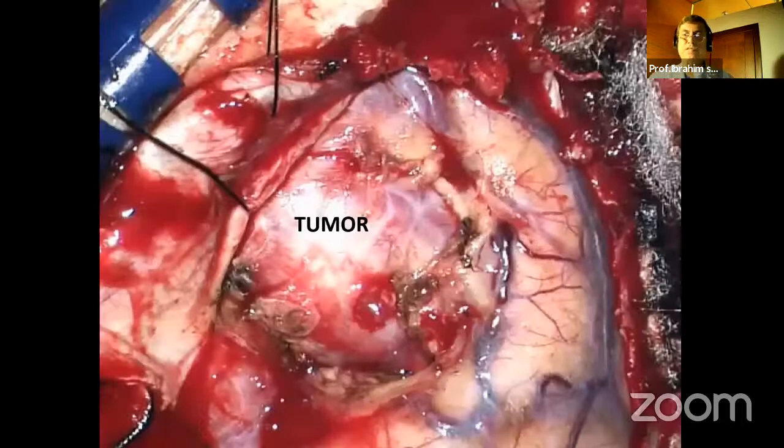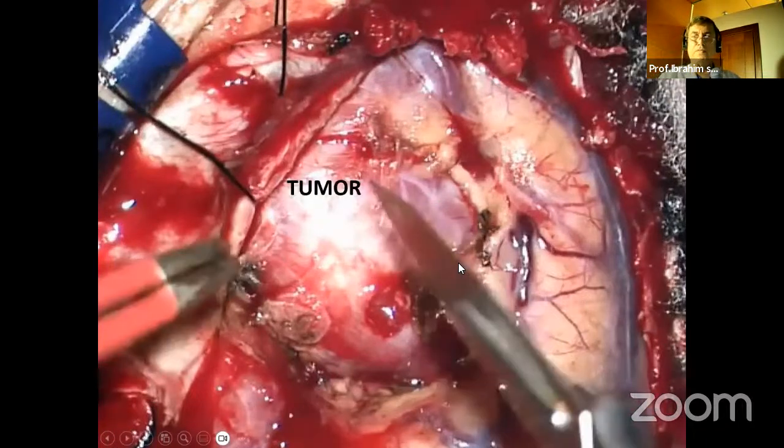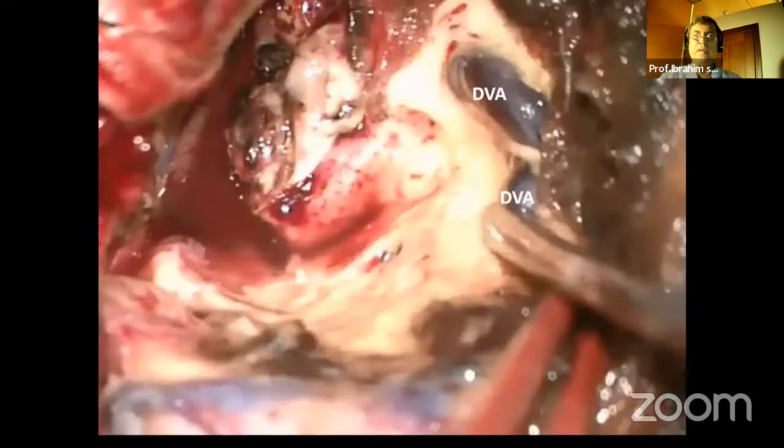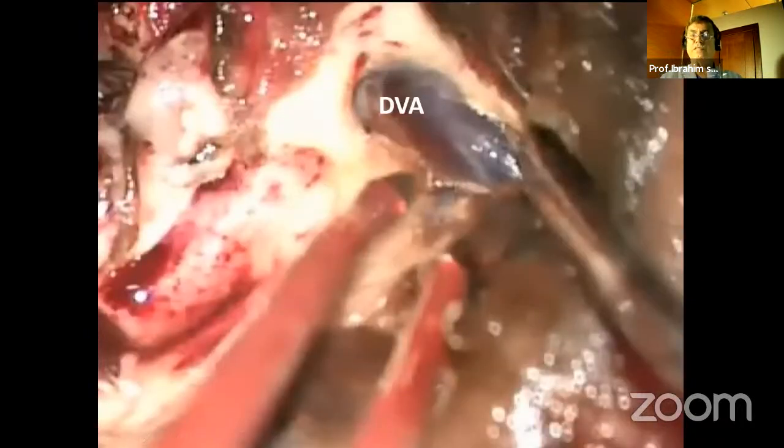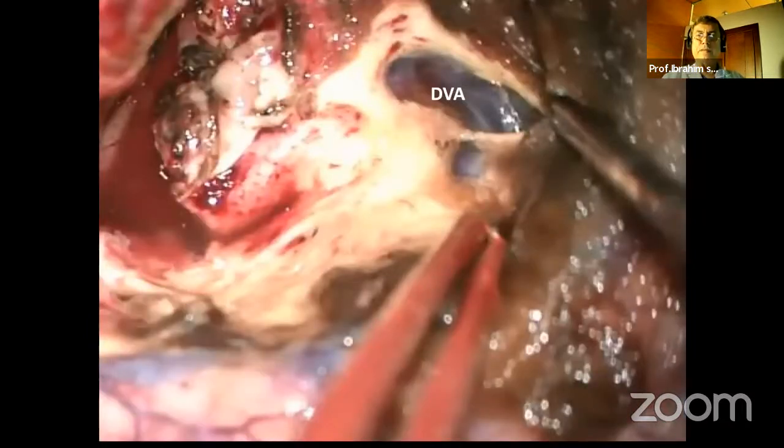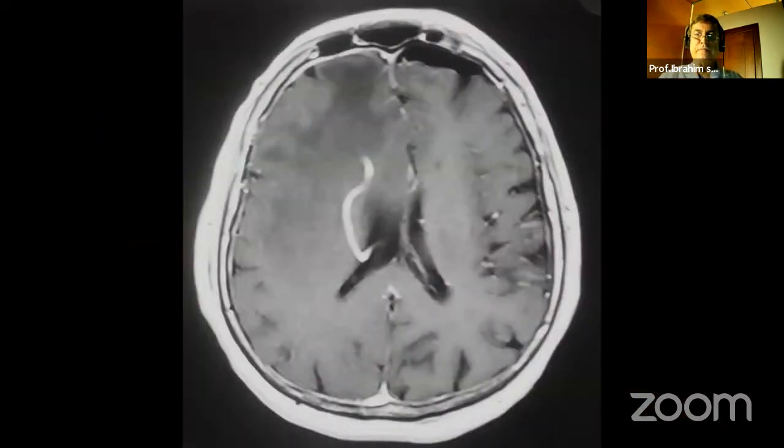So these are still pictures of the tumor. This is the midline, this is the superior sagittal sinus here. And this is the tumor in the frontal area. And this is the frontal lobe. So I started removing the tumor. At the end, when I removed the tumor completely, you can see the DVAs in the white matter. Lots of them, like sharks, waiting to bite you. But because I knew they were there, I could preserve them.